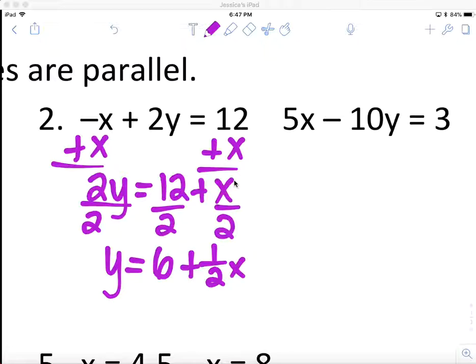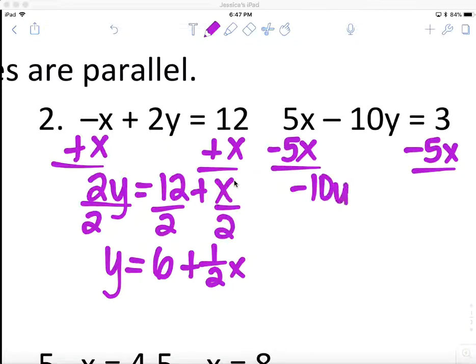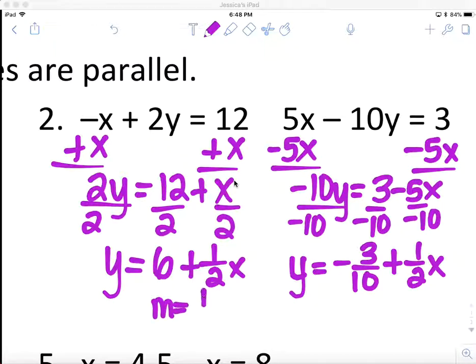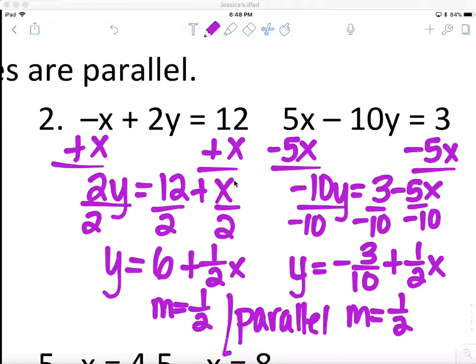For my second equation, I'm going to subtract 5x over. Then I'm going to divide everything by negative 10. So I have negative 3 over 10. And then negative 5 over negative 10 reduces to positive 1/2. On my first equation, I have a slope of 1/2 because it's the number in front of x. On my second equation, I have a slope of 1/2. So for number 2, these two lines are parallel. They have the same slope.